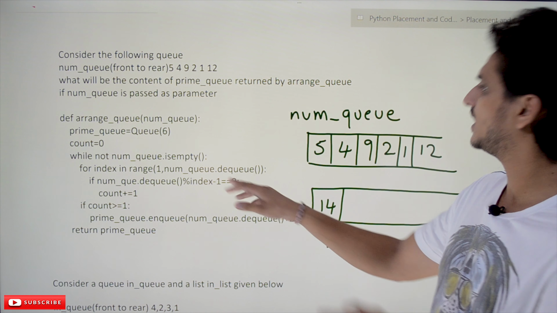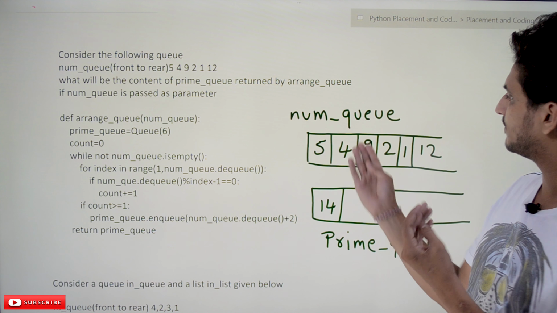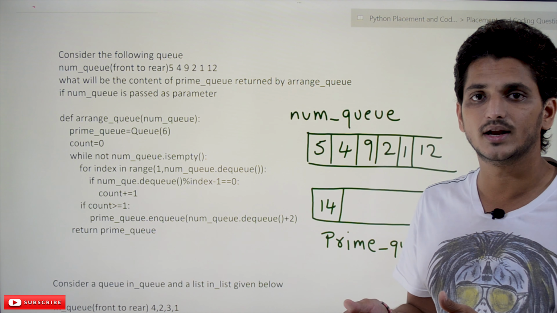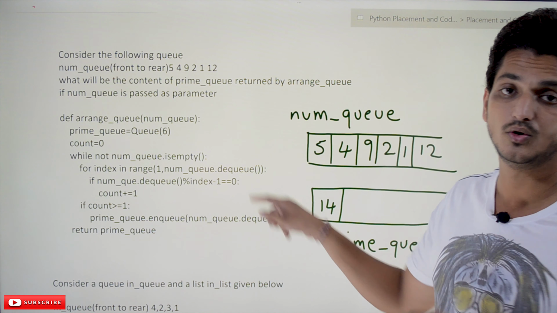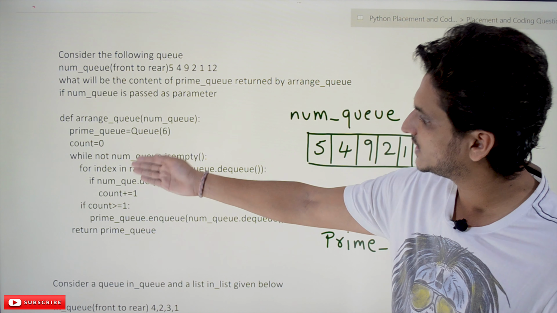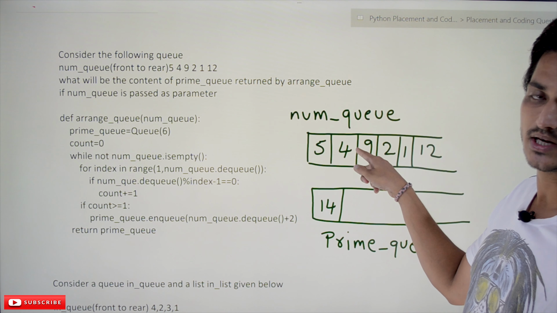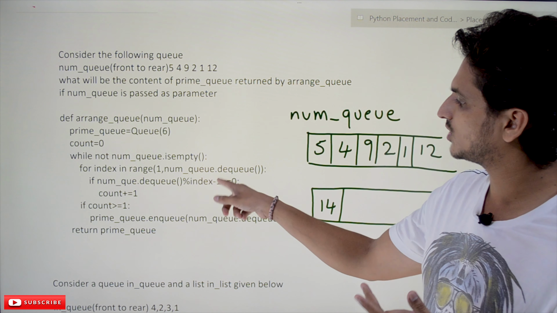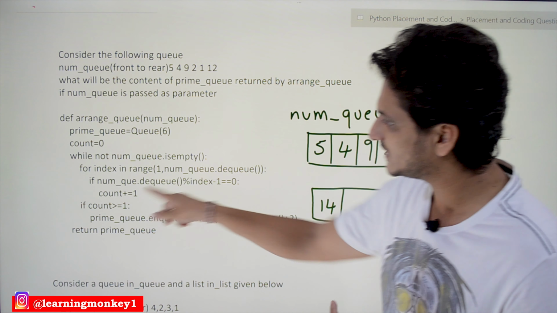When it enters the for loop, it will dequeue the element 4. The index value the first time is 1. 4 mod 1 is 0, and 0 minus 1 is minus 1, which is not equal to 0. So it won't go into the if condition. It goes into the loop again, and numq.deque() takes the next one, which is 9. The index value is 2. 9 mod 2 is equal to 1, and 1 minus 1 is equal to 0. So the condition is satisfied.